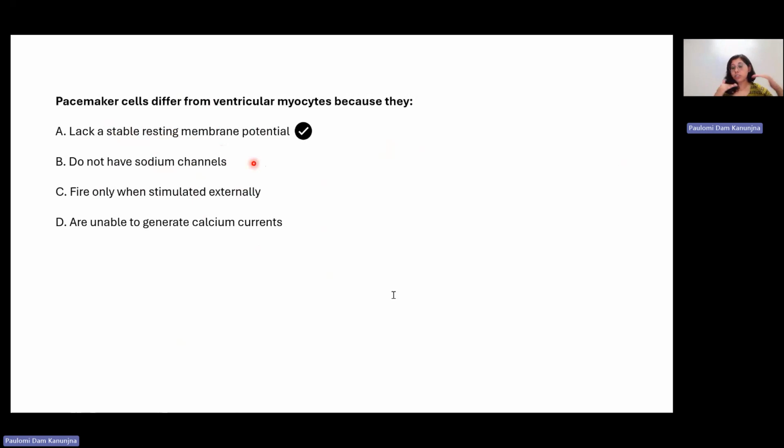The SA node pacemaker cells don't need that. So that's the difference, and that's why the heart is a natural pacemaker. Okay.